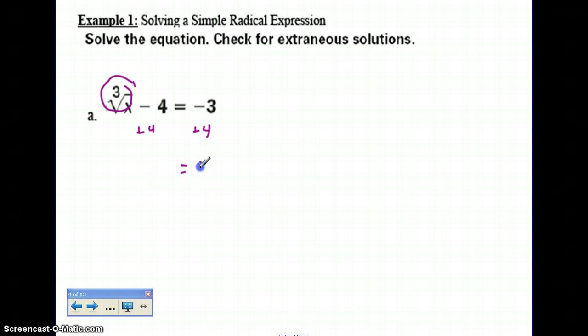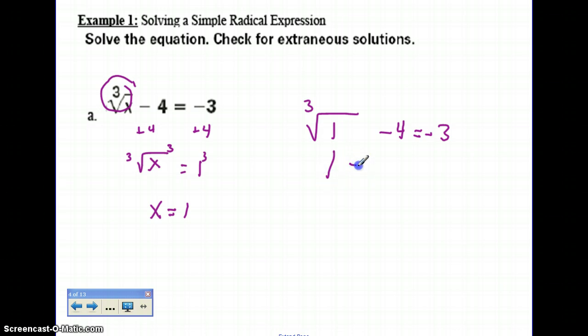On the right, I have 1, and I have the cube root of x. Next I want to get rid of the cube root. What gets rid of a cube root? Taking both sides to the third power. So I end up with x equaling 1. Let me check it, because I want to get in the habit of checking. The cube root of 1 minus 4 should equal negative 3. The cube root of 1 is 1, and 1 minus 4 does equal negative 3. So that checks out. Let's look at another example.